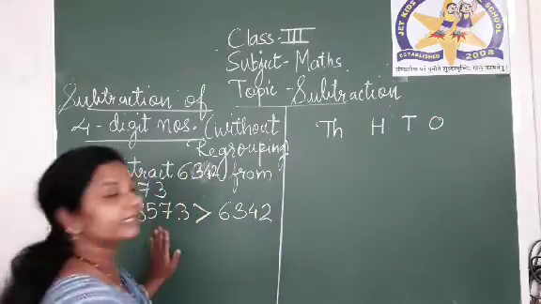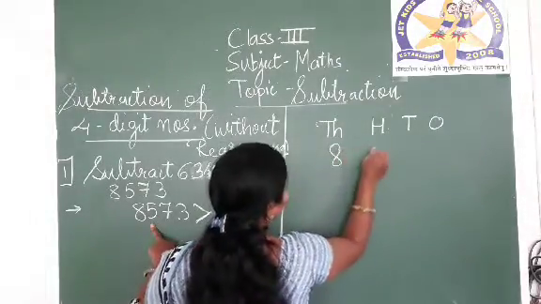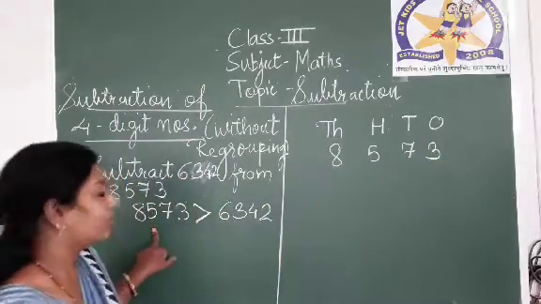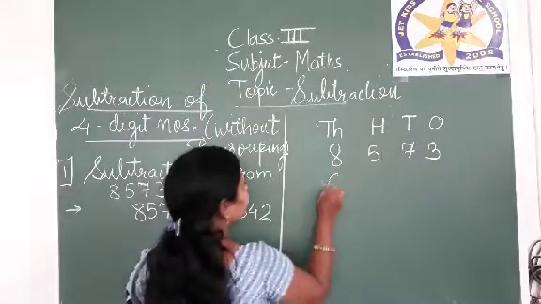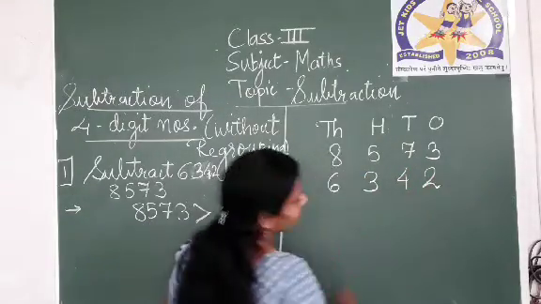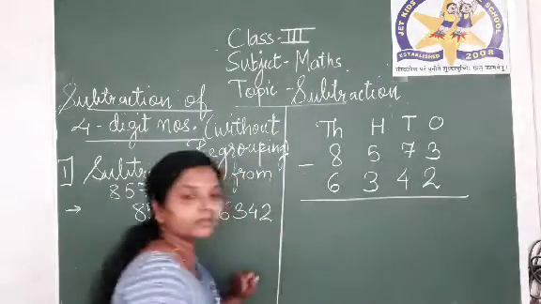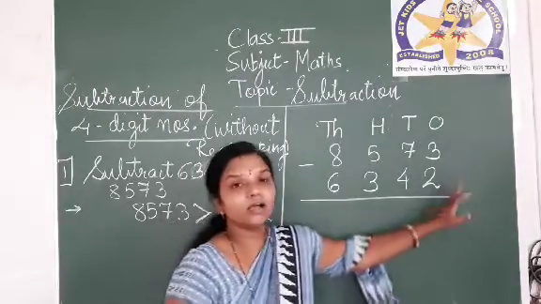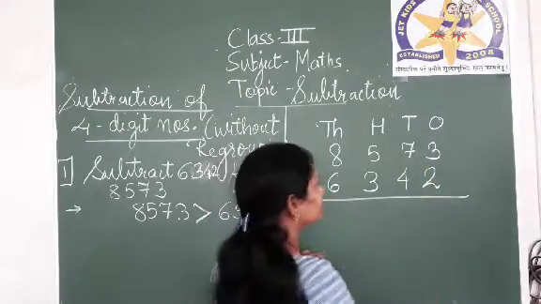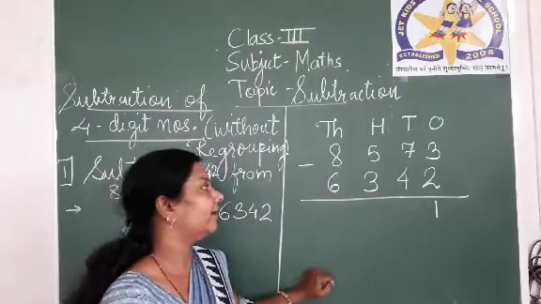Now write down the greater number first. That is 8,573, which will be written above. Then the smaller number, that is 6,342, will be written below. Give the minus sign and start subtracting from the ones column. 3 minus 2. What is 3 minus 2? It is 1.